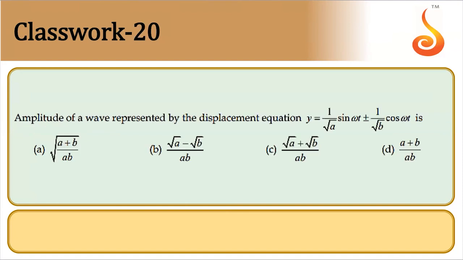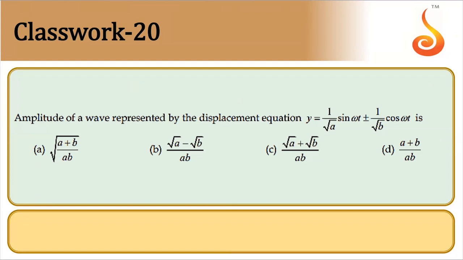Question number 20. The amplitude of a wave represented by the displacement equation y equals 1 by root a sin omega t plus or minus 1 by root b cos omega t. We need to find the amplitude of this particular wave. See, one is a sine function, the other is a cosine function, so it can be considered as a superposition of two simple harmonic motions. The phase difference between them is pi by 2.